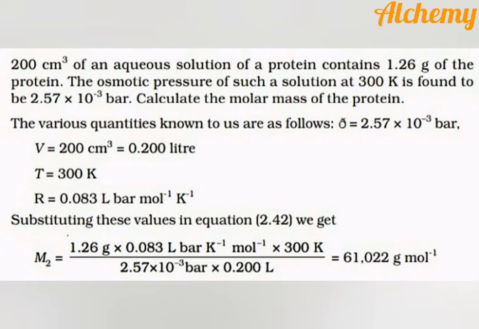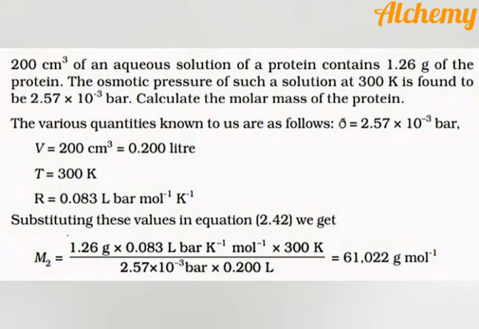An example: 200 cm cube of an aqueous solution of protein contains 1.26 gram of protein. The osmotic pressure of such a solution at 300 Kelvin is found to be 2.57 into 10 raised to minus 3 bar. Calculate the molar mass of the protein.